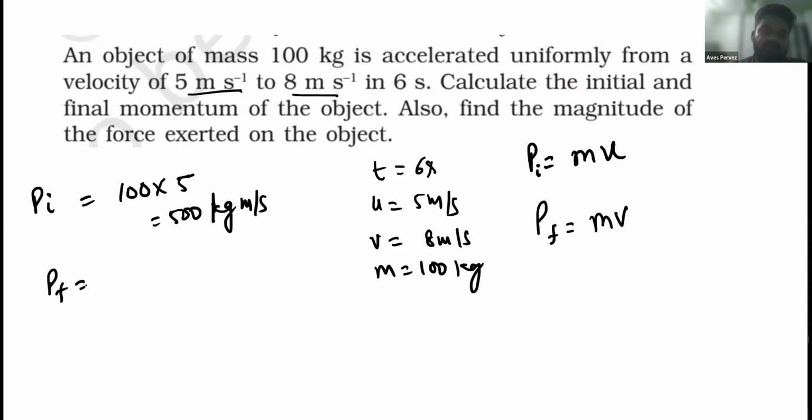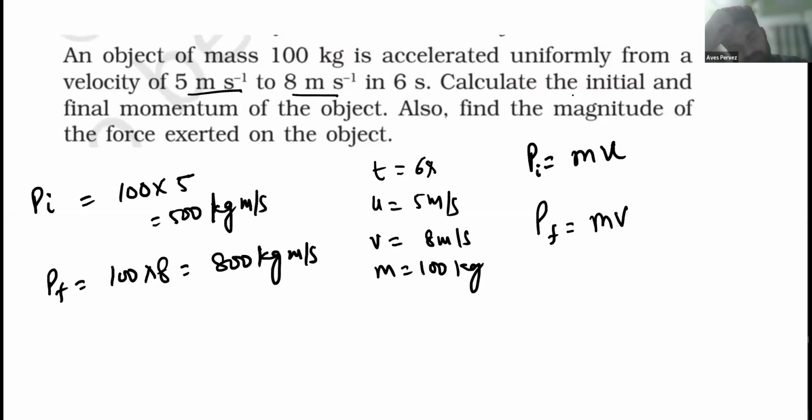P final is 100 into final velocity. The final velocity is 8, so 800 kg meters per second. Very good. And here we have to find the force. So force is mass into acceleration. So 0.5 into 100, because the acceleration is 0.5 meters per second square.